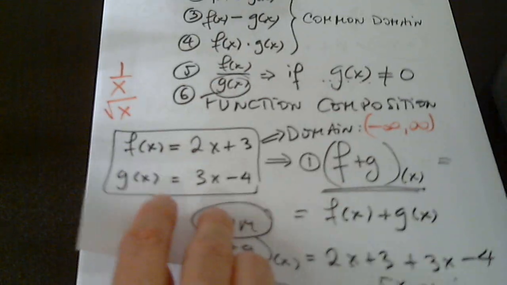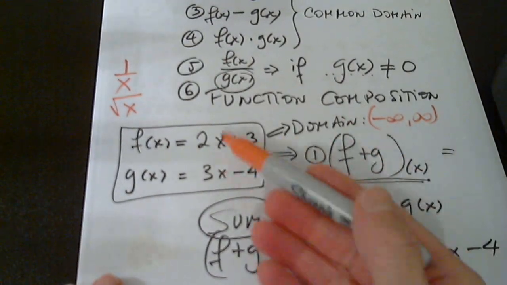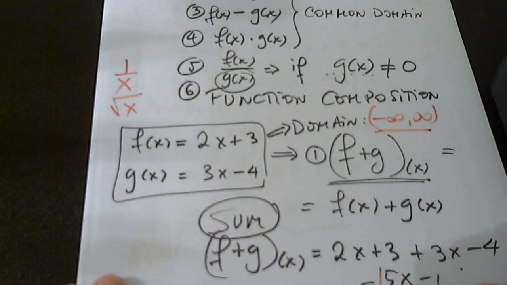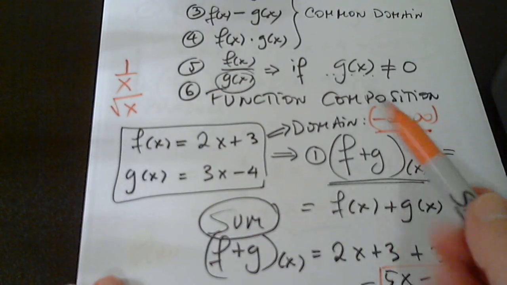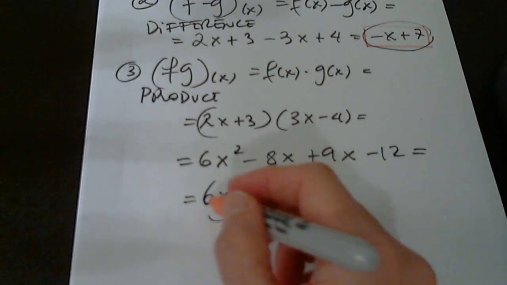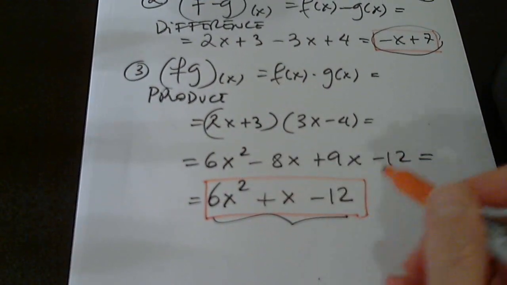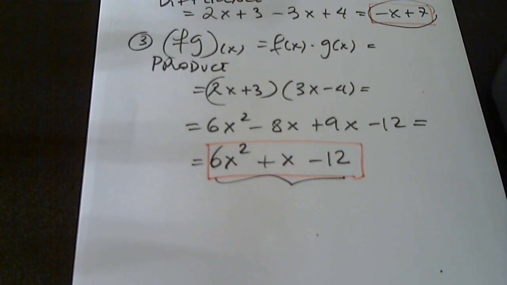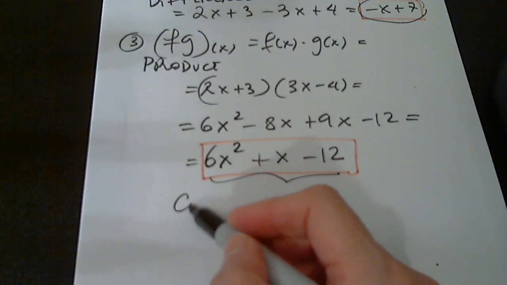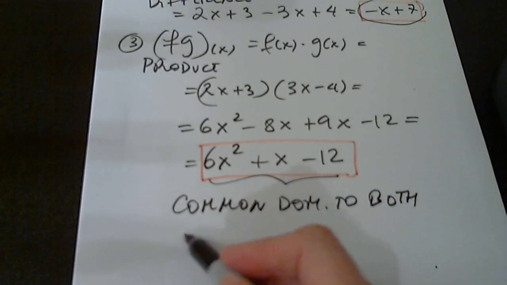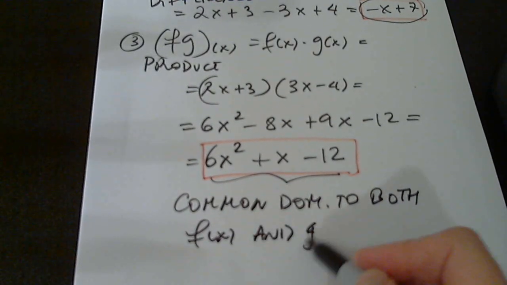So notice now that the common domain of these two is also negative infinity to infinity. And you see that it works for 5x minus 1. It's the same domain. It works for negative x plus 7. The same domain. No restrictions, no problems. And it's always the same thing for any polynomial. It's the same thing for the product. However, so we call this domain common domain to both f of x and g of x.